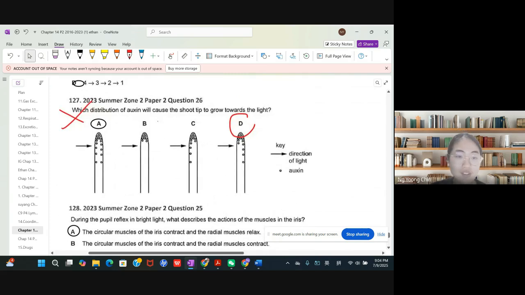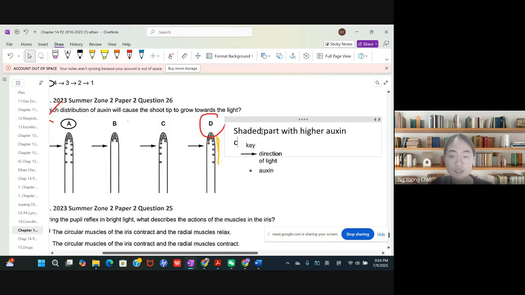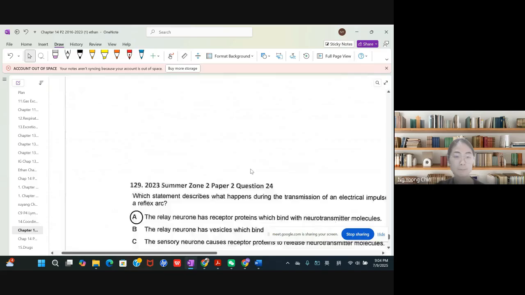Okay, this also. This is donkey, it's donkey, because you have this direction of the light here. So when the light is shining here, this will be the shaded part. On this shaded part, you have more auxin concentration. Shaded part with a higher auxin concentration. Okay, we finish it.